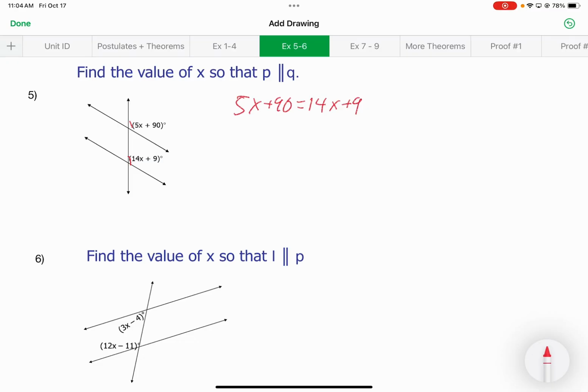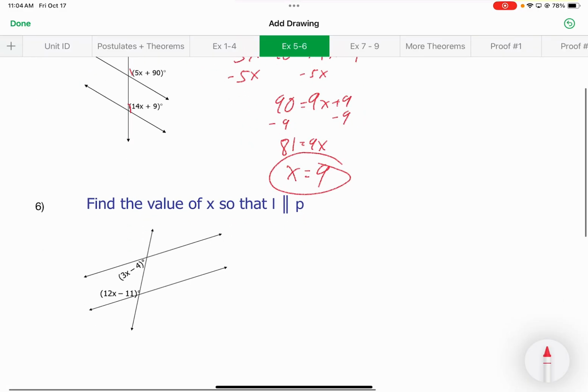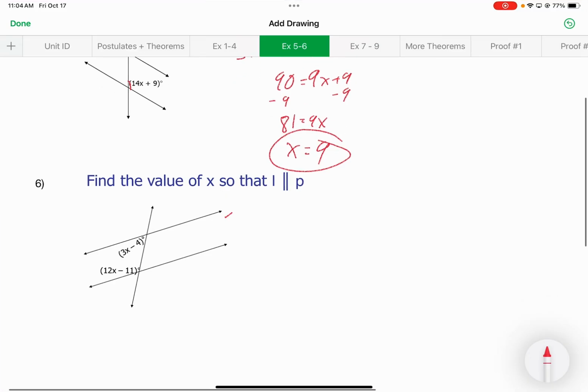All right, we solve for x. Subtract 5x from both sides. 90 equals 9x plus 9. Subtract 9 from both sides. 81 equals 9x. Divide by 9. You get x equals 9. I didn't ask you to find the angle measure, but if I wanted to check to see if I did it right, I would plug in x equals 9, right? And I would make sure that both of those values equal each other. Okay? All right. What about L and P?